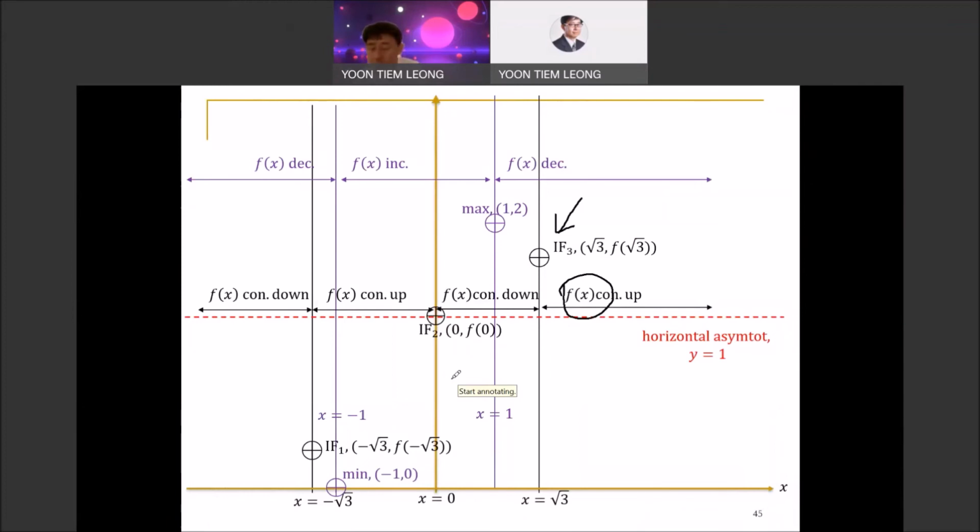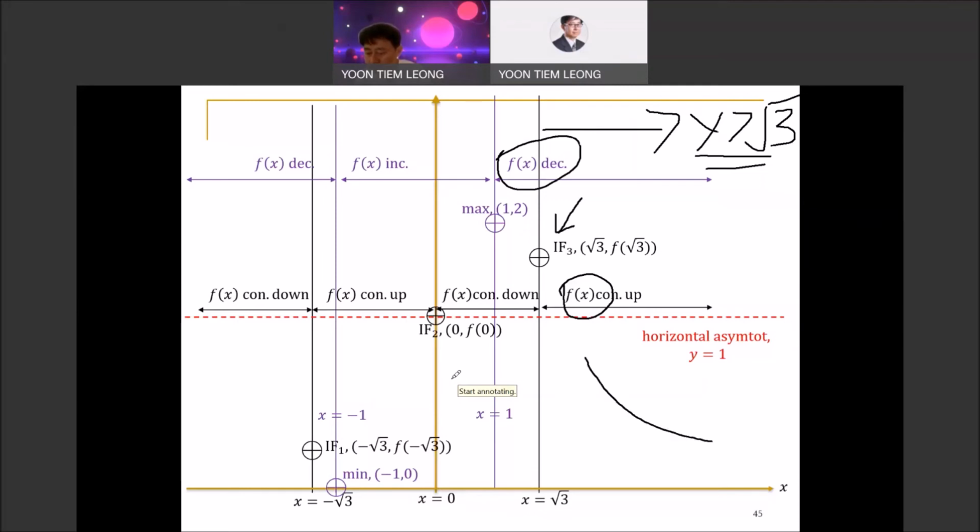Okay, so according to the screen, for x to the right-hand side of square root of 3, this function is actually decreasing and it has a positive concavity. So in these regions of x, the function has a shape that is going down and is concave up. So what does a function that is going down and is concave up look like? It looks something like this. It's a function that is decreasing and has a positive concavity.